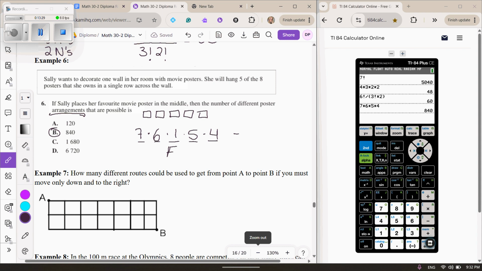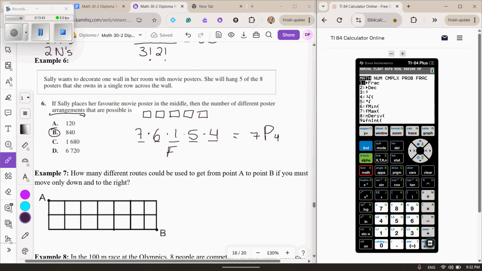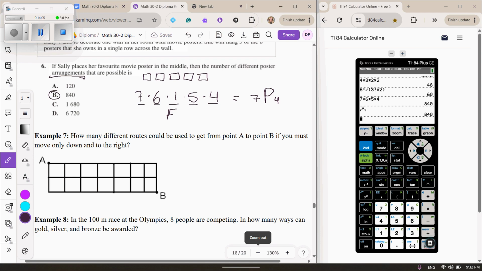Another, equivalent way would be 7 pick 4. So I'll show you how to do that on your calculator. Put the 7 in first, then go math, probability, go 2 for nPr, and then put in the 4 there, and you will get the exact same answer. Okay, and remember to deal with your restrictions first. If I were to use combinations, chances are I would get one of the answers on the multiple choice, but it would not be the correct one.